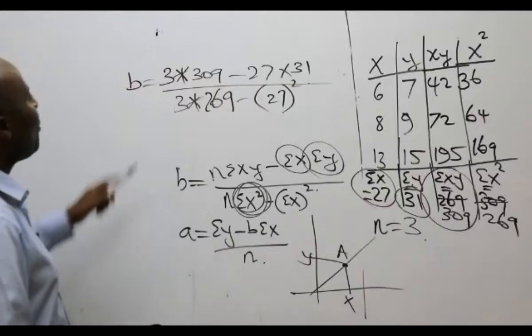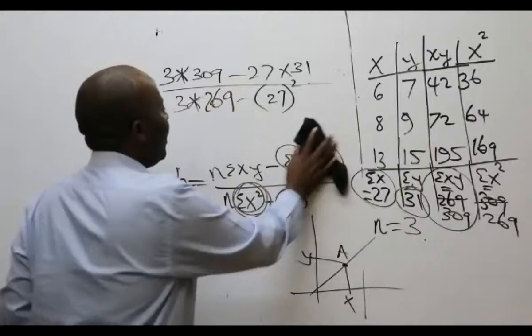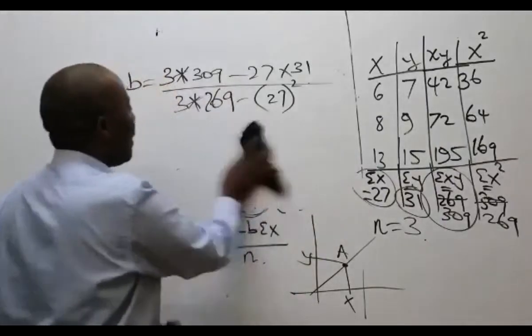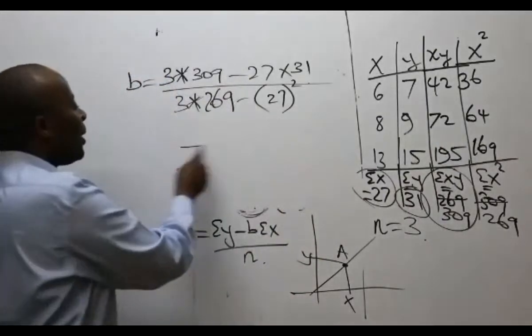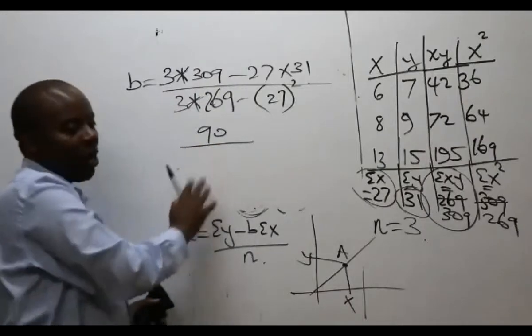James Areba has also said, taking 3 times 309 minus 27 times 31. James Areba says the numerator is 90. The numerator is 90. Can a different student give me the value of the denominator now?